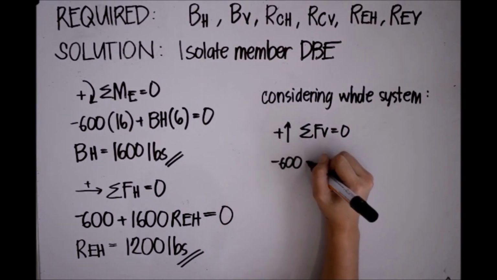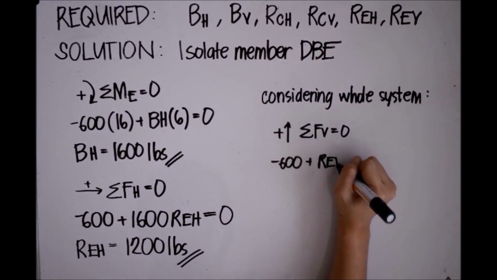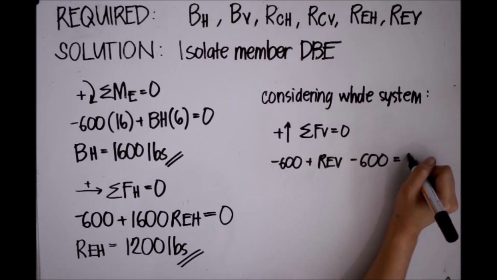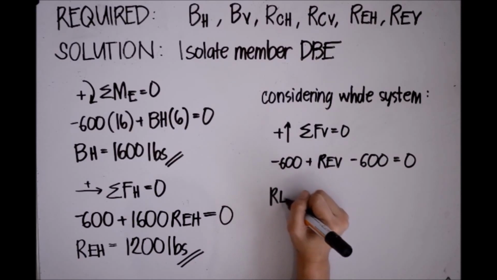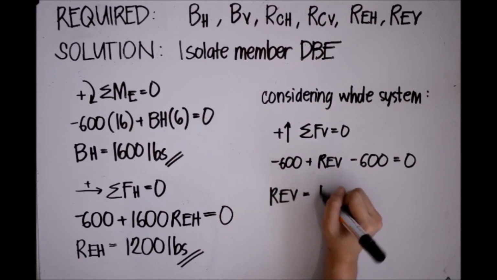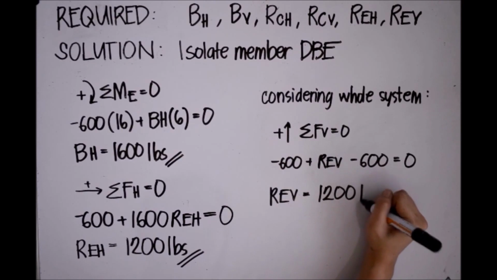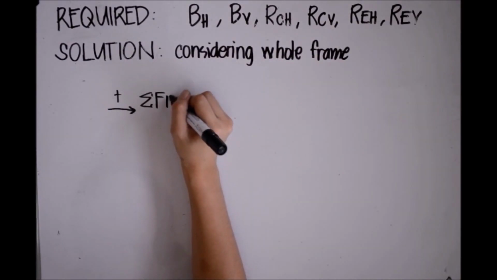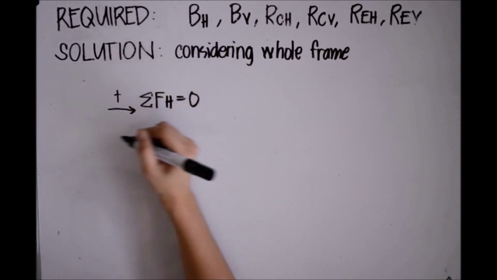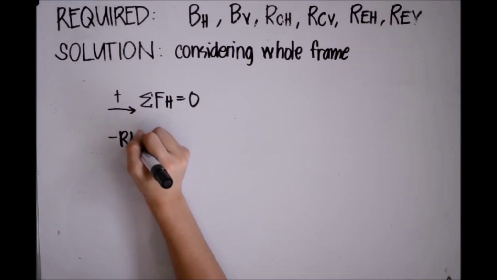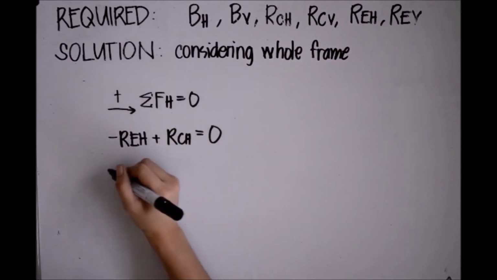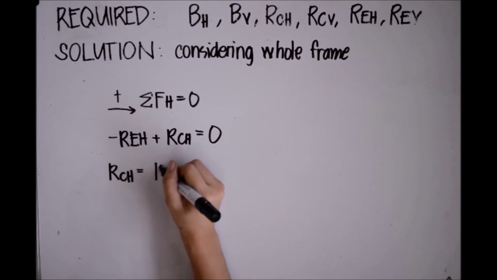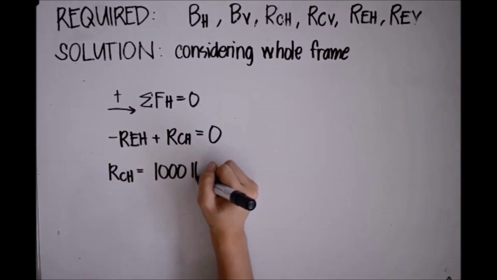Considering the whole system, summation forces vertical positive upward is equal to 0. Negative 600 plus reaction E vertical minus 600 is equal to 0. Reaction E vertical is equal to 1,200 pounds. Considering the whole frame, summation forces horizontal positive to the right is equal to 0. Negative reaction E horizontal plus reaction C horizontal is equal to 0. Reaction C horizontal is equal to 1,000 pounds.